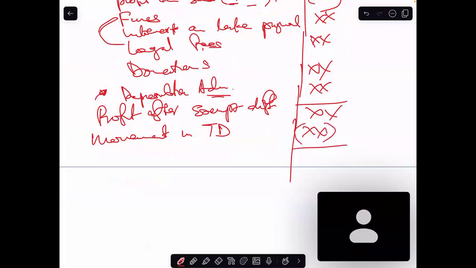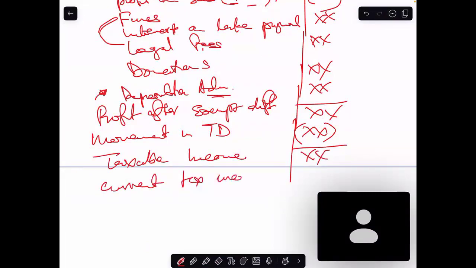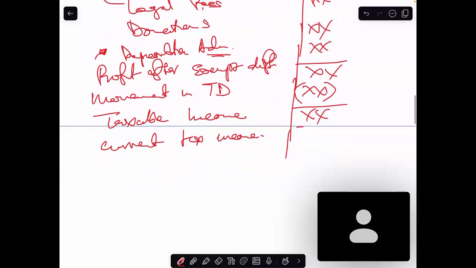Then after that, now you have your taxable income. You calculate your current tax on taxable income. Current tax on what? On taxable income. Yes. All right, going further, you are going to see that we are also going to add what is called assessed loss.